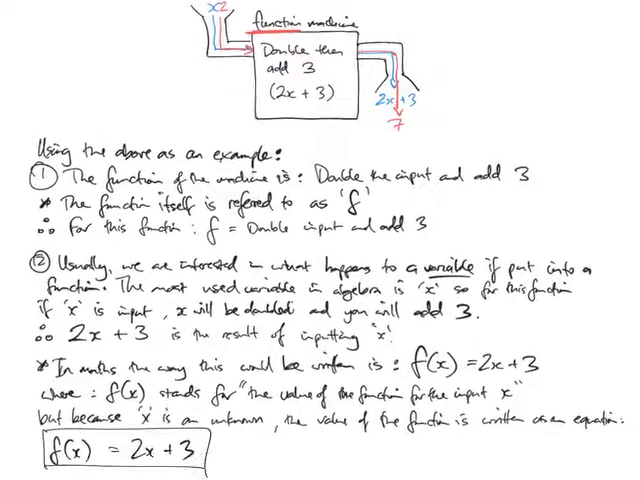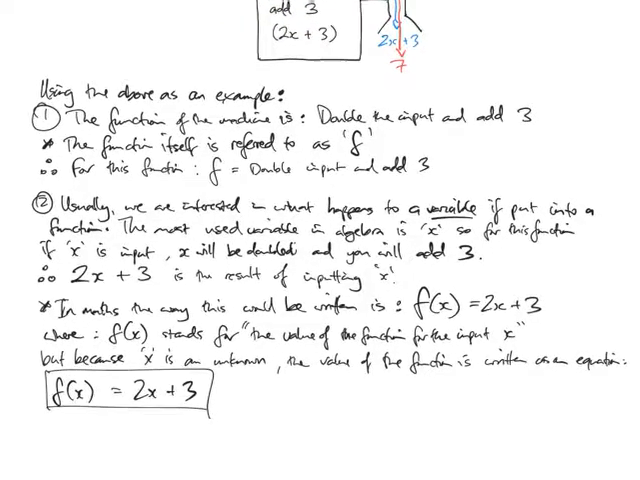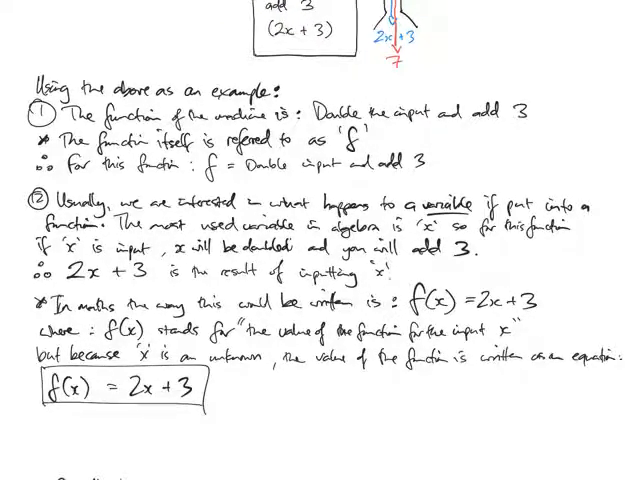Now obviously that's going to be too laborious for you to be trying to draw a machine all the time, so there's accepted ways of writing about functions in maths. But we're going to refer to this example above, doubling something and adding 3, over and over again to try and help you with this difficult concept.